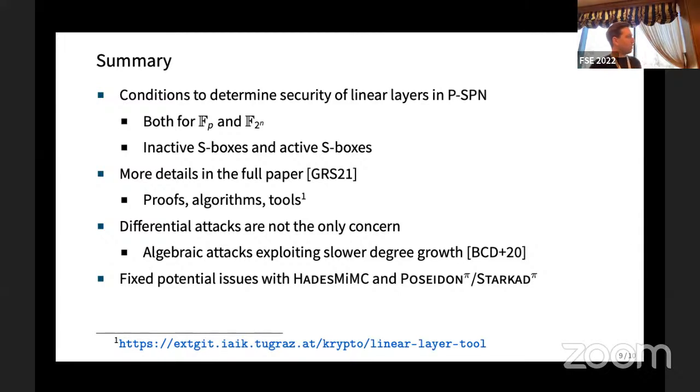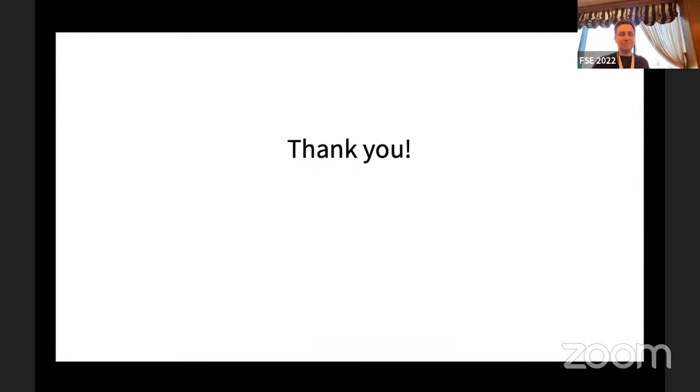And let me also mention that differential attacks are not the only concern. So for example, if we have such a subspace, we can exploit in algebraic attacks the fact that the degree grows much slower, or basically starts growing only after a certain number of rounds, because in the first rounds we don't have a degree growth on all the rounds, essentially. And so the results let us fix some potential issues with both Hades MiMC and also Poseidon and Starkad. Thank you for your attention.